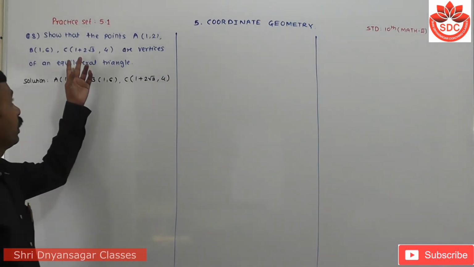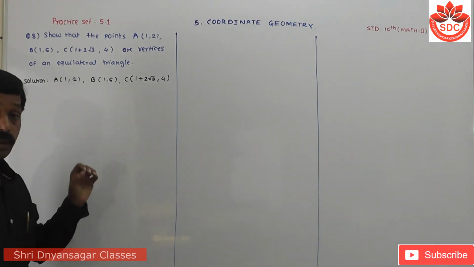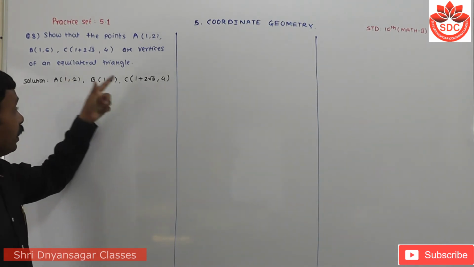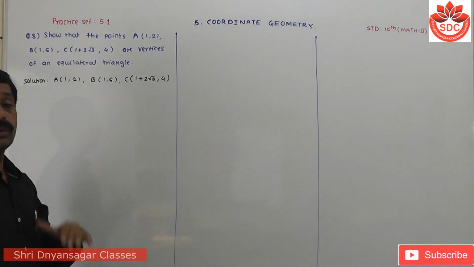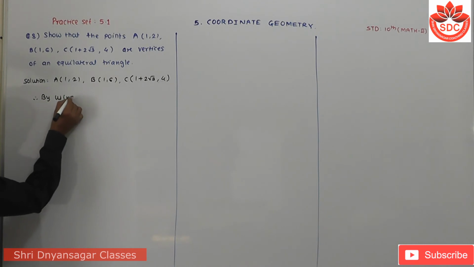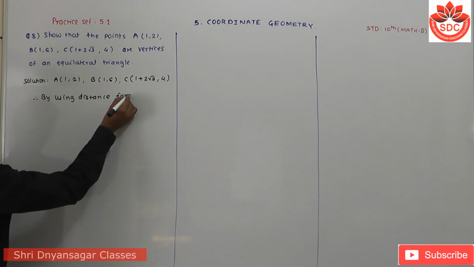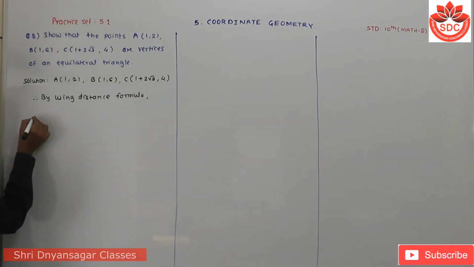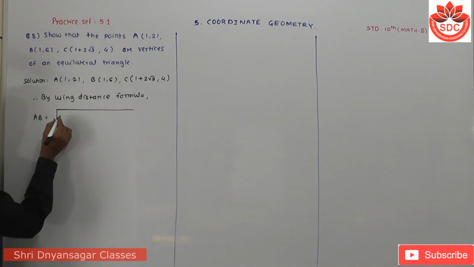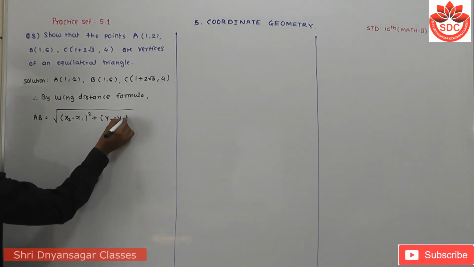Student, we have to show here that A, B, C are the vertices of an equilateral triangle, which means we have to show that all distances AB, BC and AC are equal here. So we use the distance formula. Write here, by using distance formula. Now the distance formula, for any distance, AB is equal to root of (x2 minus x1) bracket square plus (y2 minus y1) bracket square.